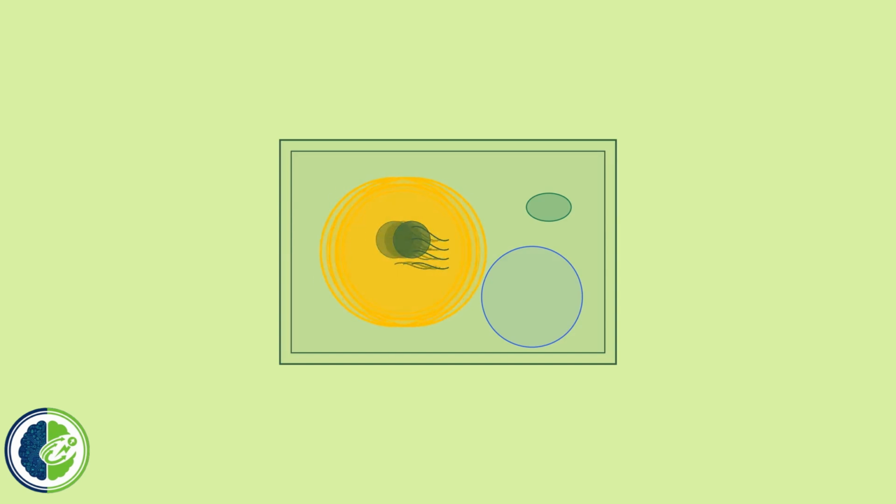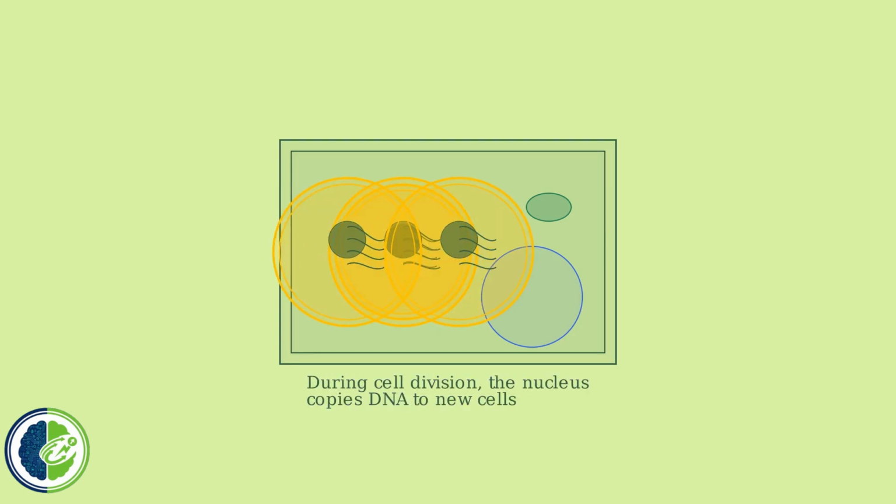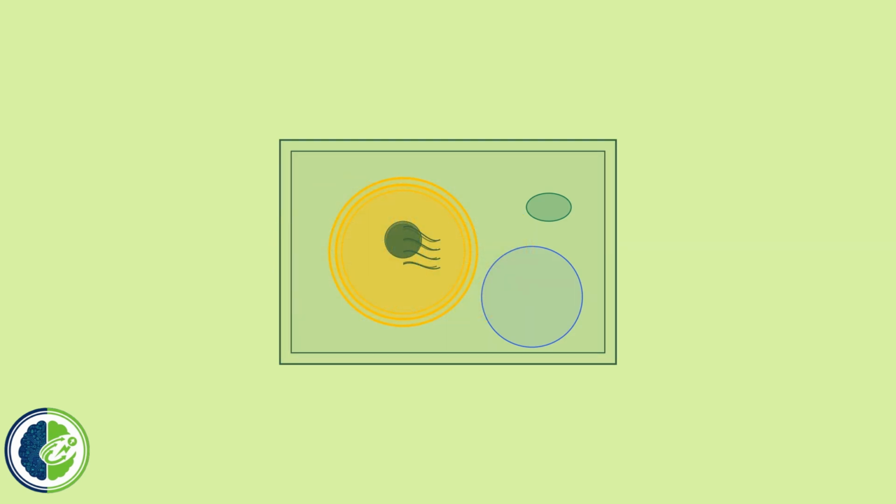The nucleus also plays a crucial role in cell division. When a plant cell divides to create new cells for growth, the nucleus carefully copies all the DNA and distributes it equally to the new cells. In summary, the nucleus is the command center that controls all cell activities through its DNA, makes ribosomes in the nucleolus, and ensures genetic information is passed on during cell division.